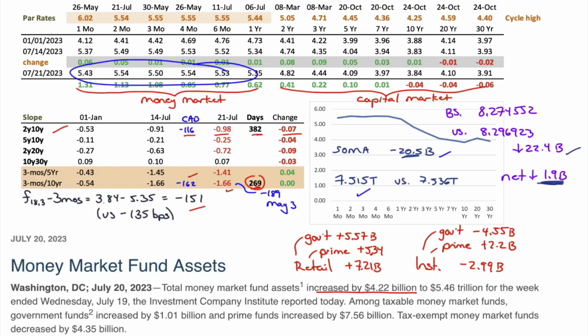Money market funds, money is flowing back in, increased by 4.22 billion. Retail up 7.21, both in government and in prime. Institutions down 3. Prime is up, but government is down. And that is because they can probably just buy it themselves directly.